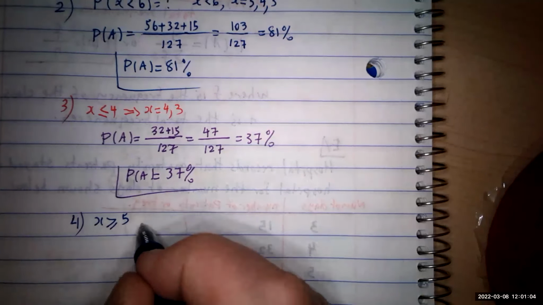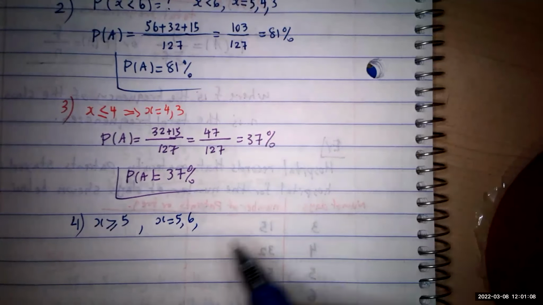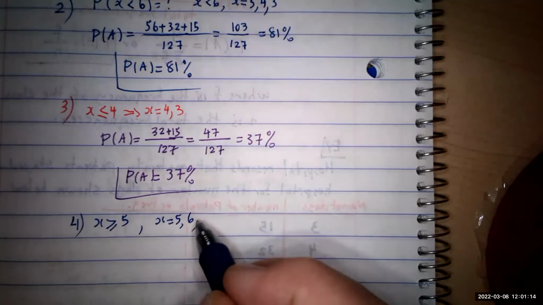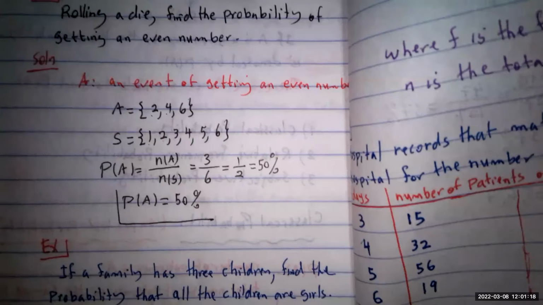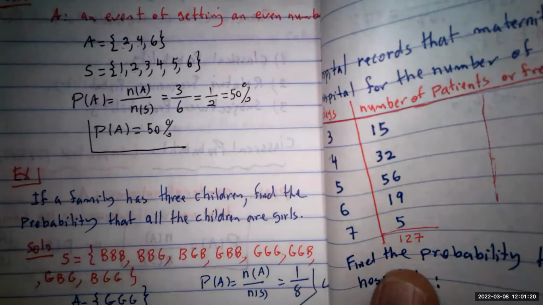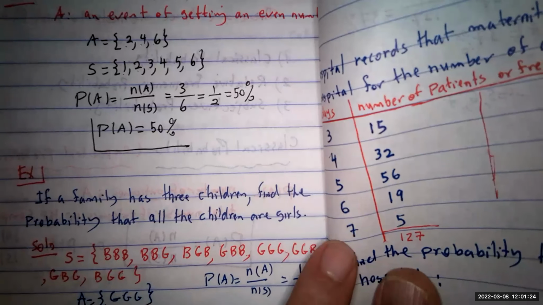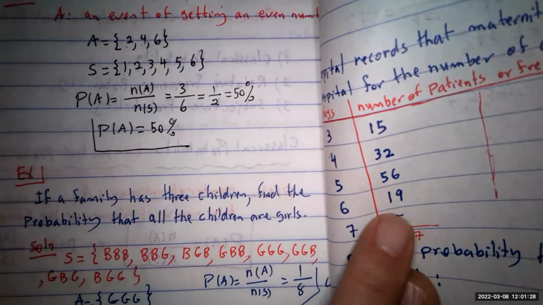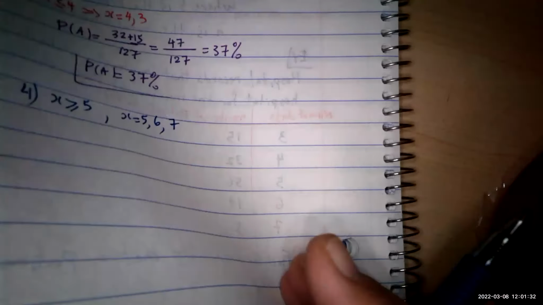What are the possibilities? You can have x equal to 5, 6, 7, 8, etc. But you have at most 6 days. Oh, we have the 7 as well. So x can be 5, 6, and 7. If you go to the table, you see the number of days that we have. For the 5 days, 56. For the 6 days, 19, and the 5. So you add these numbers together.